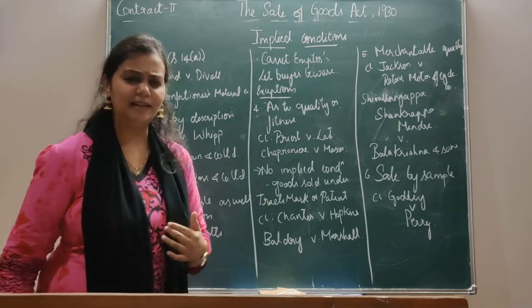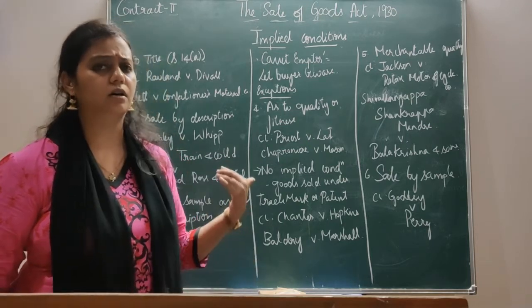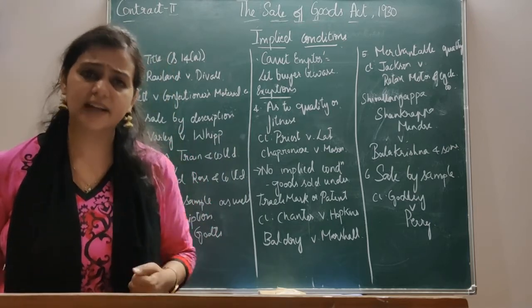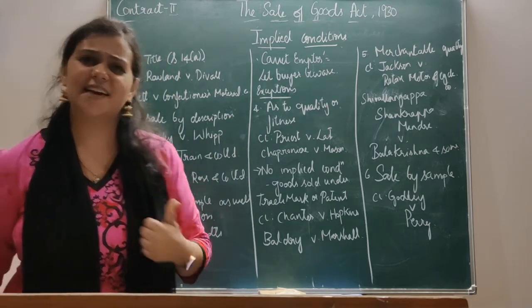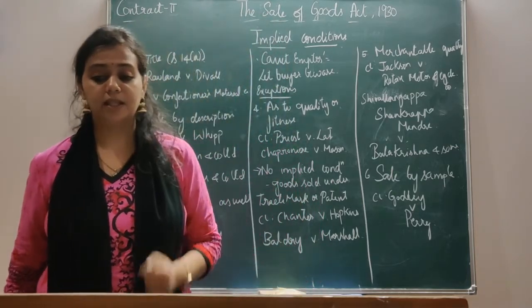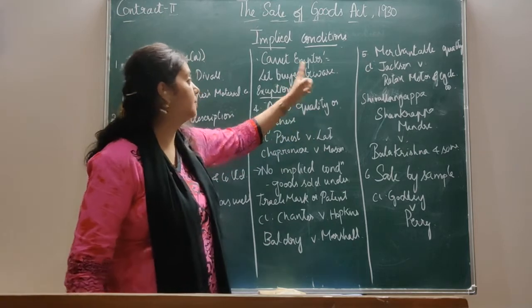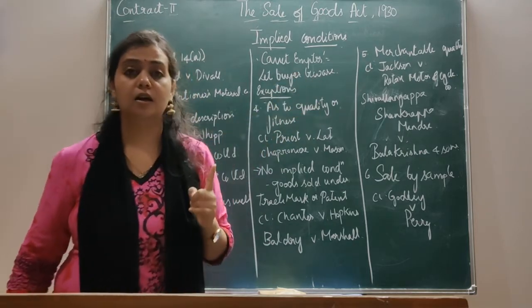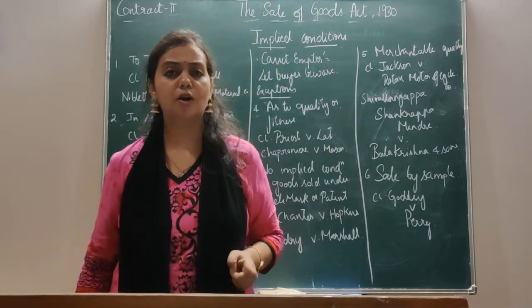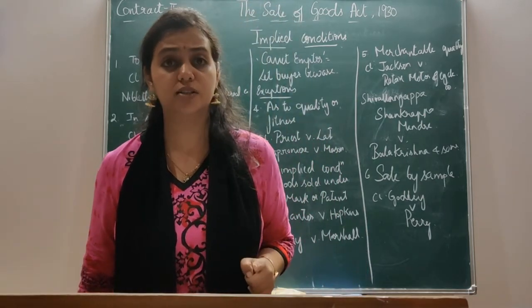Now, before going to the fourth implied condition, we have got to learn something about caveat emptor. What is this caveat emptor? Maybe you have heard of this term. Caveat emptor means let the buyer beware. That is, when the buyer is buying certain things, he has to be cautious. He has to take precautions.